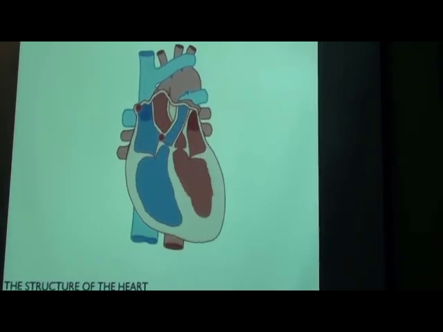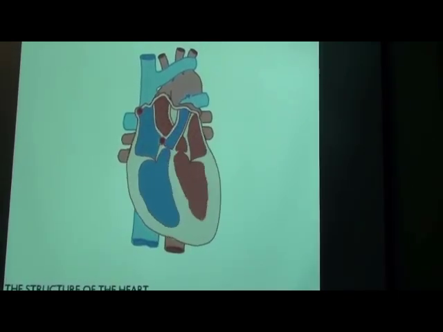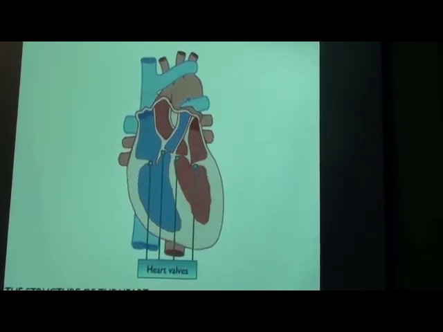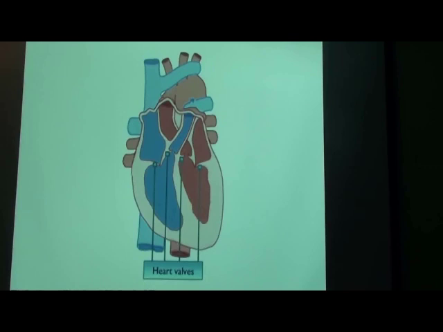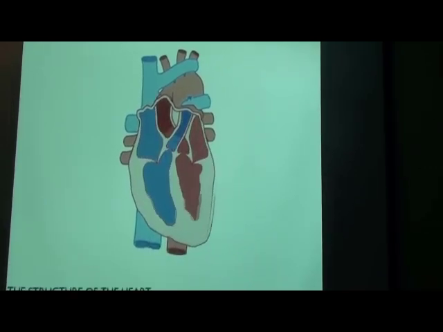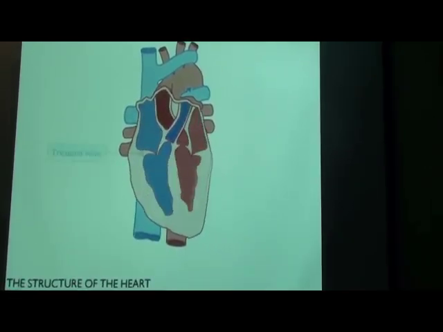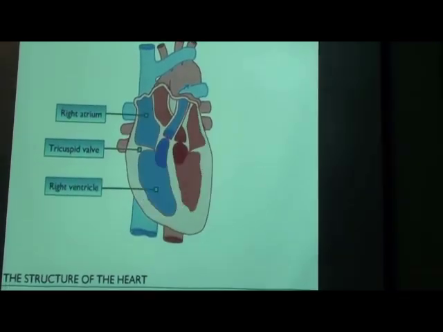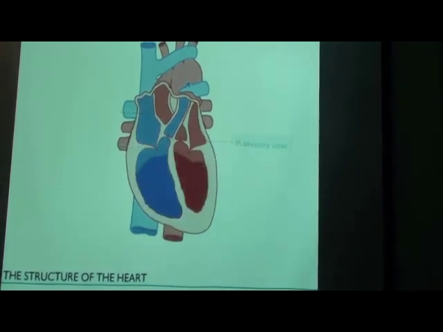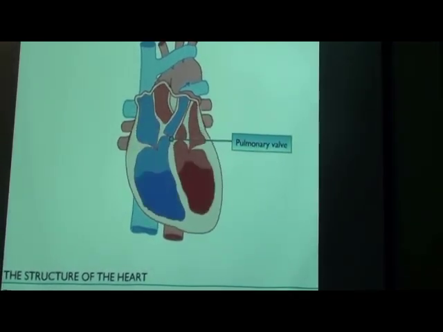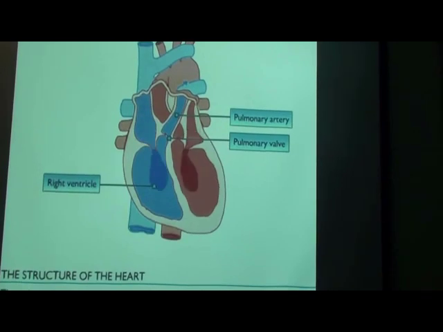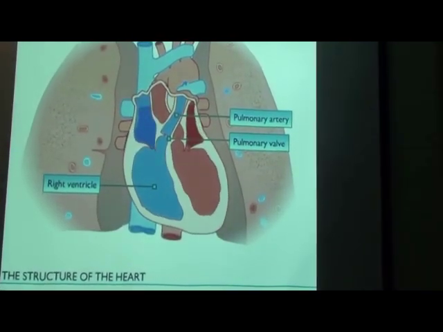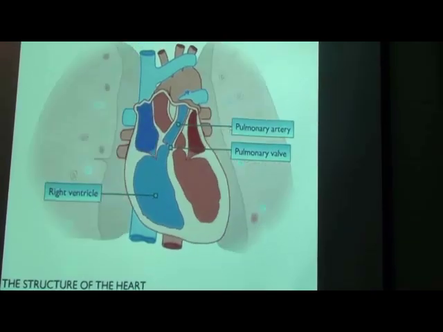Coordination of blood flow through the heart is maintained by electrical activity and 4 heart valves. These valves open and close to allow blood to flow in the correct direction only. The 4 heart valves are the tricuspid valve, which controls blood flow between the right atrium and right ventricle. The pulmonary valve, which lies between the right ventricle and pulmonary artery. The pulmonary artery takes deoxygenated blood from the heart to the lungs.